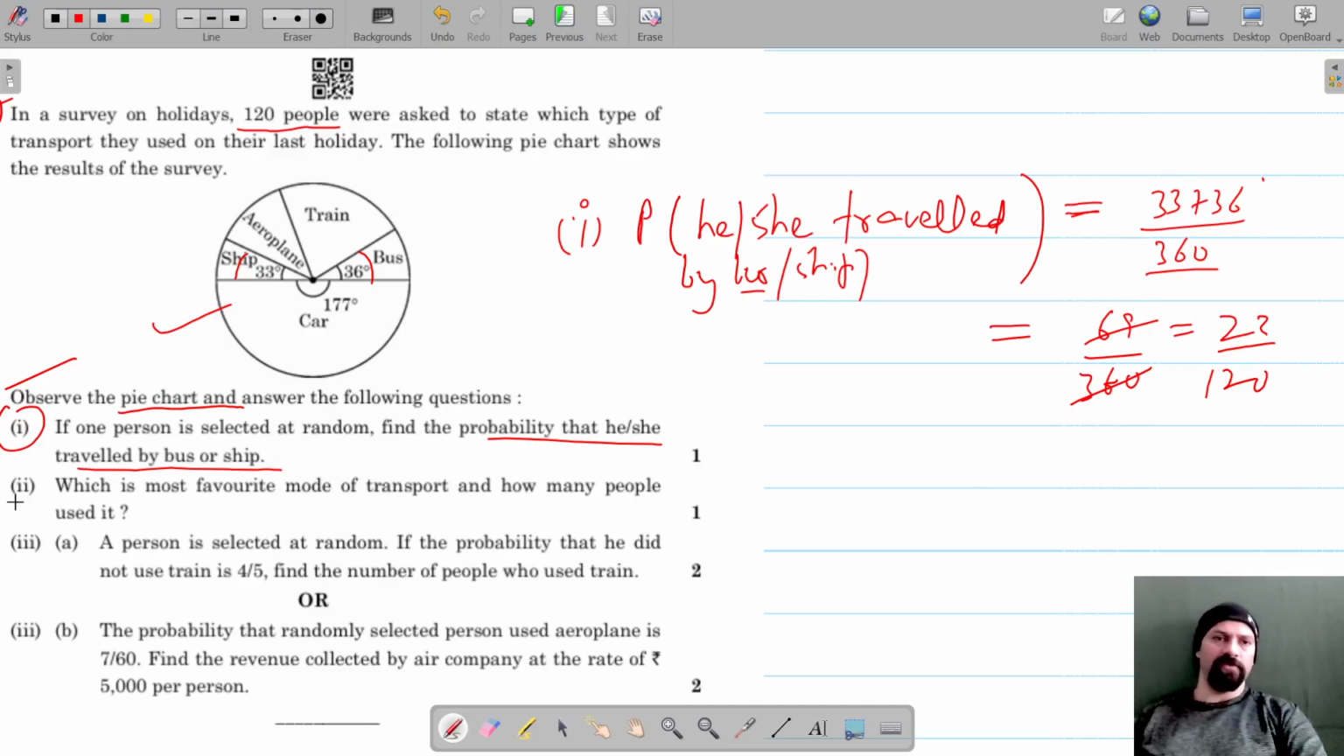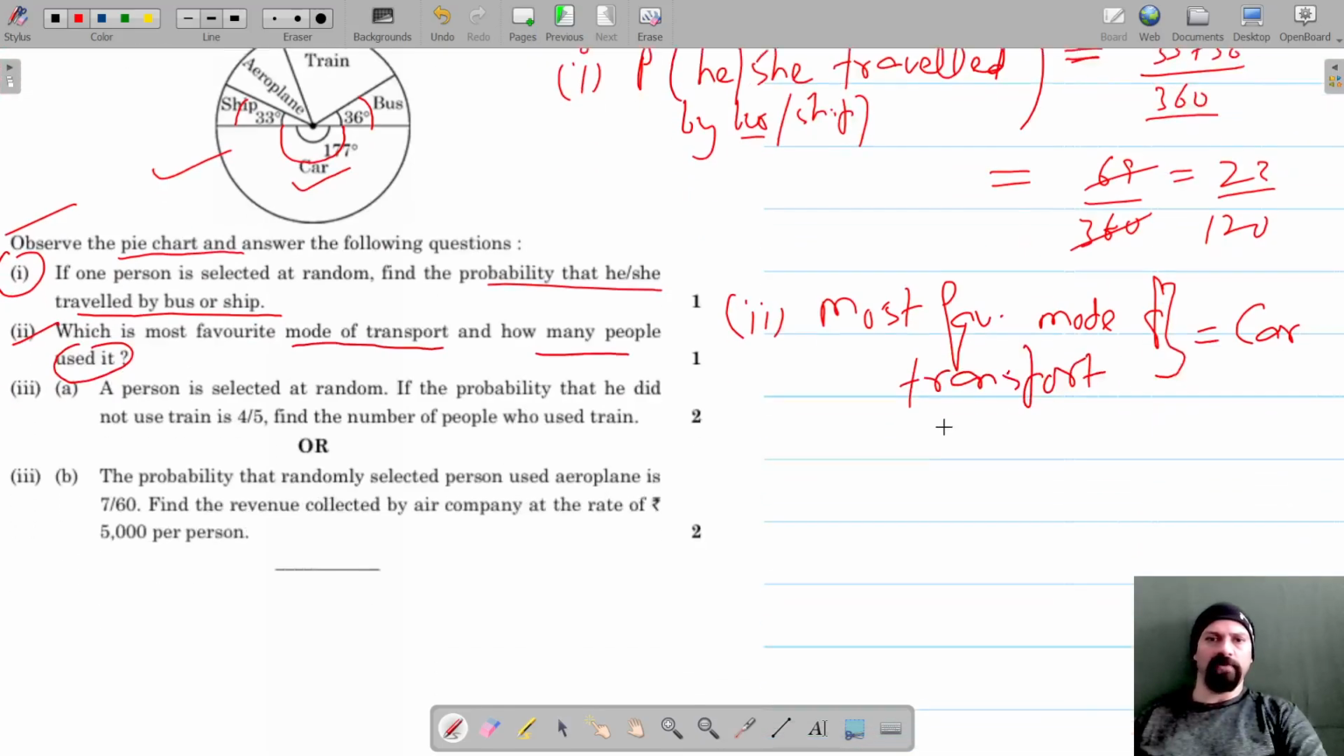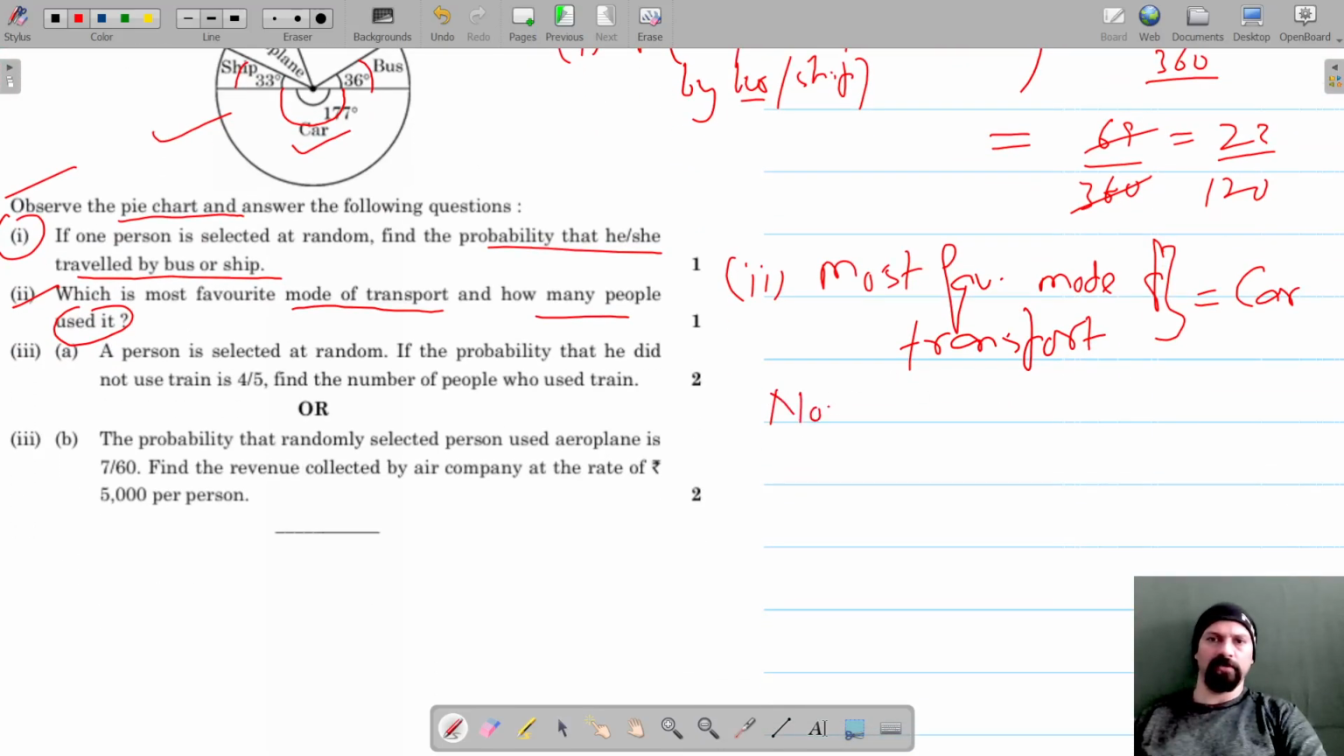Okay, and for the next question, which is the most favorite mode of transport and how many people used it? Because this is the pie chart, from this chart we can easily draw the conclusion that the greatest angle is 177 degrees, which is for car. So the most favorite mode of transport is car, and we have to find the number of people using it.